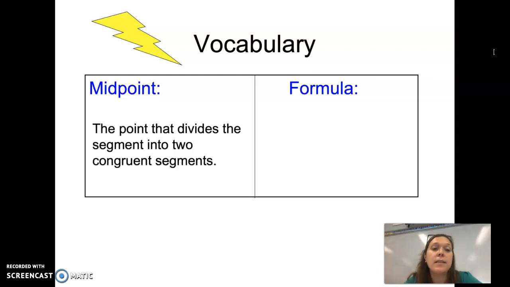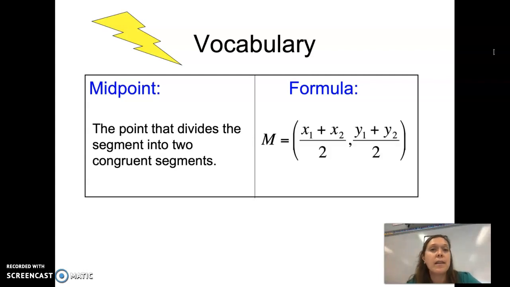So a midpoint is the point that divides the segment into two congruent segments. And remember, congruent segments are segments that have the same length. So if we can find a point that's exactly in the middle, then the length to the left should be exactly the same as the length to the right, which makes it the midpoint.